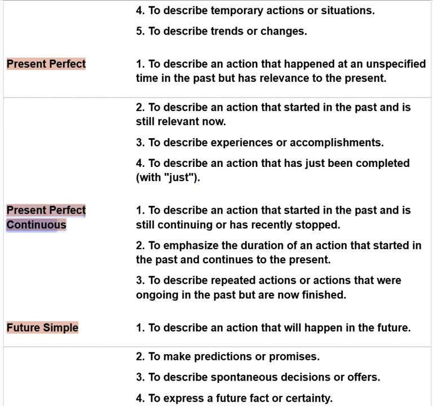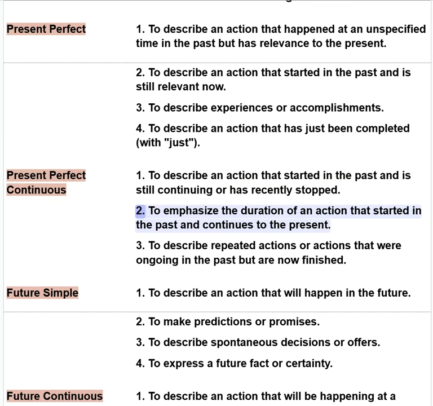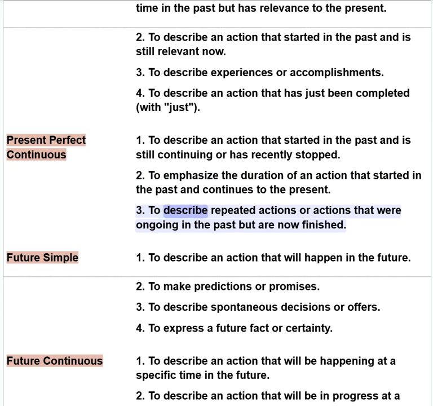Present perfect continuous. 1. To describe an action that started in the past and is still continuing or has recently stopped. 2. To emphasize the duration of an action that started in the past and continues to the present. 3. To describe repeated actions or actions that were ongoing in the past but are now finished.